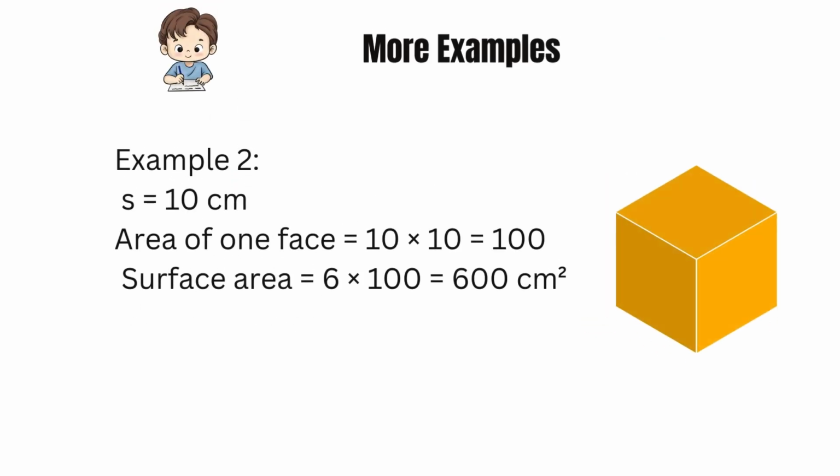Example 2. s equals 10 centimeters. Area of one face equals 10 times 10 equals 100. Surface area equals 6 times 100 equals 600 square centimeters.